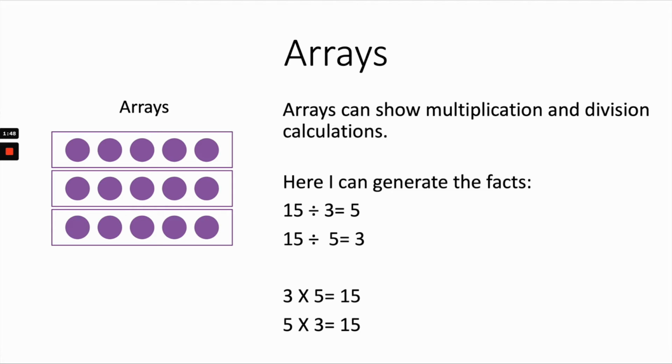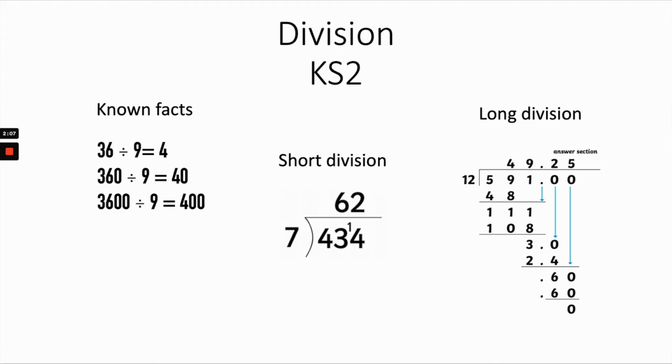So from this we can generate the calculations. 15 divided by 3 is 5. 15 groups of 3, there are 5 in each. 15 divided by 5, we know that there would be 3. And we can also generate, as I said, it's used for multiplication. So 3 multiplied by 5 is 15. 5 multiplied by 3 is 15.